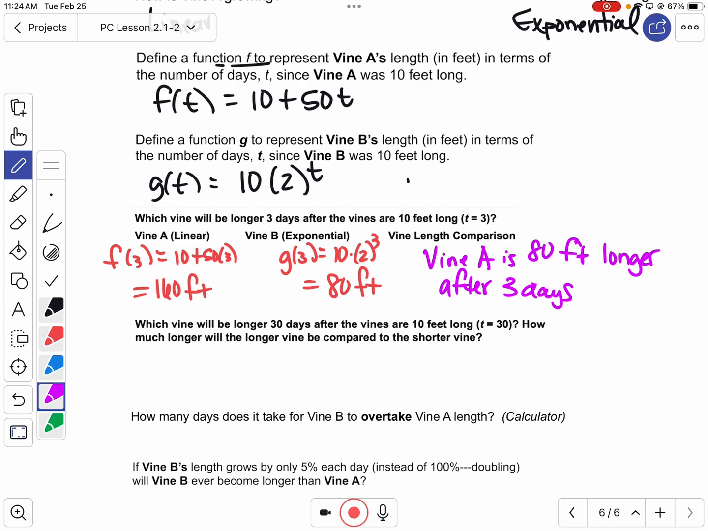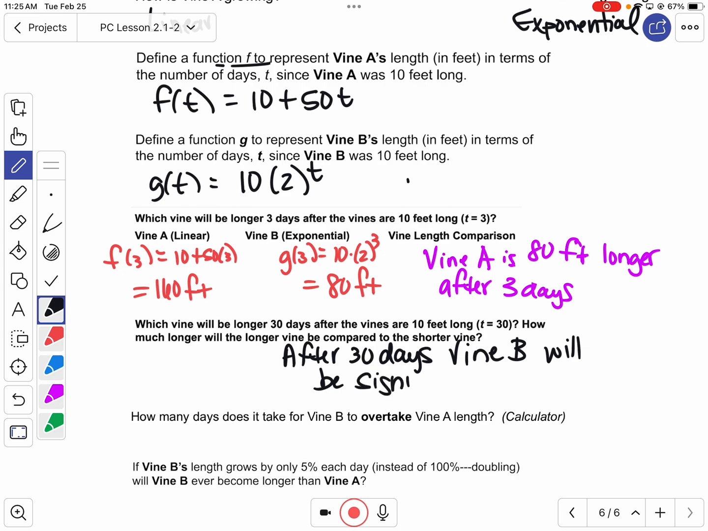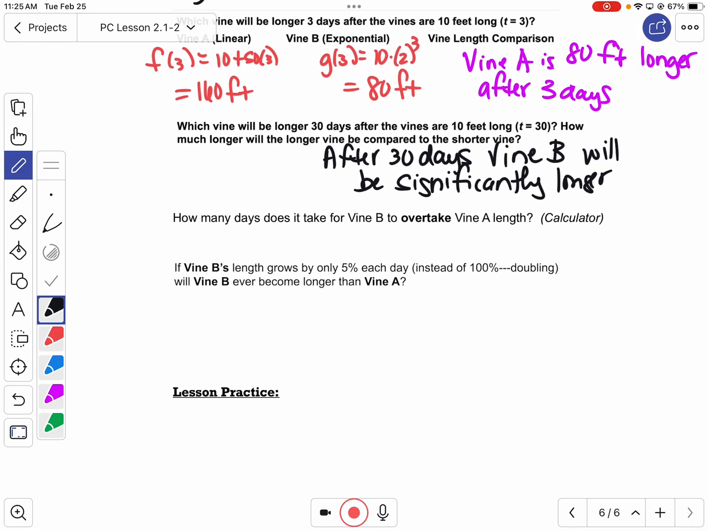Which one will be longer after 30 days? Just think about it. What do you think? Vine B. Why? It's exponential. It's growing much quicker. So the exponential function is growing much quicker, so we could say that after 30 days, we just know that vine B will be significantly longer. Good.